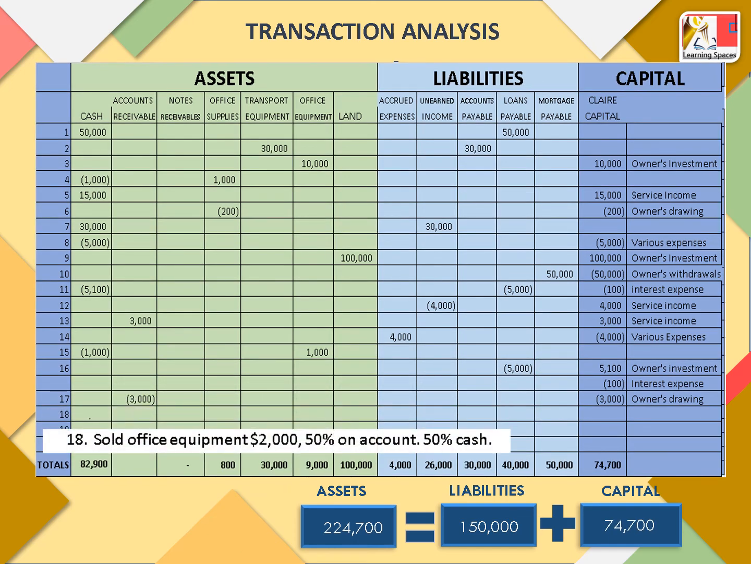Now for transaction number 18. The sale of office equipment worth $2,000 will increase cash by $1,000 and accounts receivable for the other half, which is also $1,000. The office equipment itself will decrease, of course, by $2,000. Again, this is an example of an asset being transferred to other forms of assets.